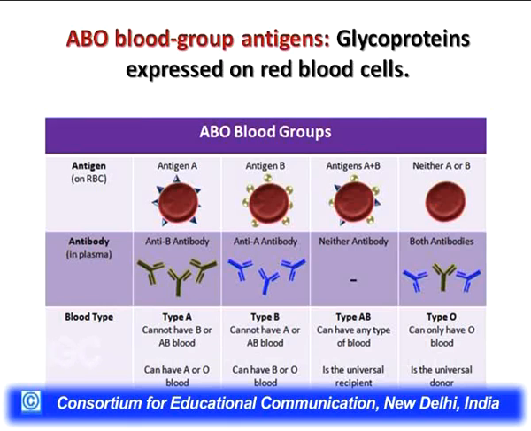While in the case of type AB blood group, there is a presence of antigen A as well as antigen B, but neither antibody A nor antibody B is present. So people with type AB are many a times called universal recipients, because they don't have any antibodies in their plasma. So whatever blood we give to them, they won't show any agglutination or rejection reactions, because there is an absence of antibodies specific to antigen A or antigen B.